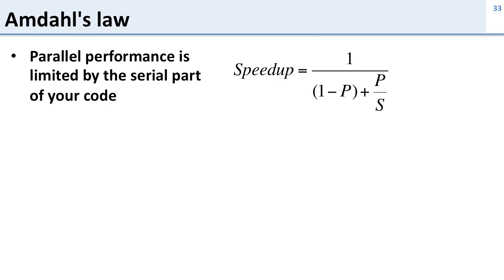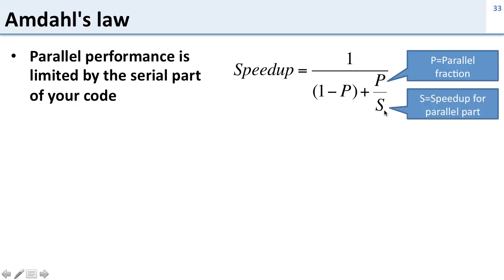So this is called Amdahl's law, and it basically says that the parallel performance is limited by the serial part of your code. And here's the equation, and you should pay attention to this equation because you're going to need to use it. So p is the parallel fraction. So here 1 minus p, this is the serial fraction. S over here is the speed up. This is how much you speed up the parallel fraction. So if I'm going to run a program 10,000 times faster, this would be 10,000, and if 90% of it is parallel, this would be 0.9.